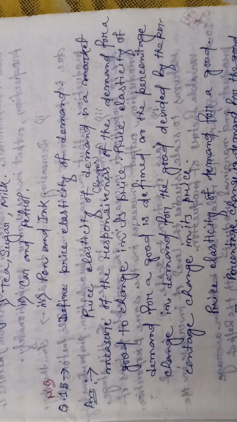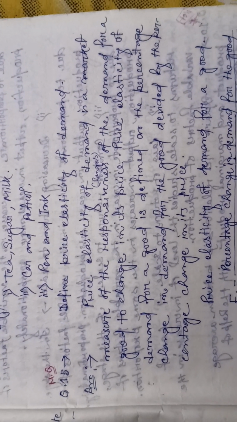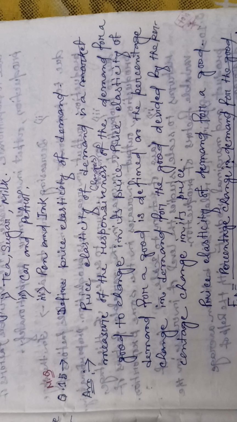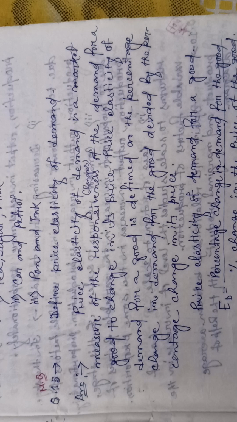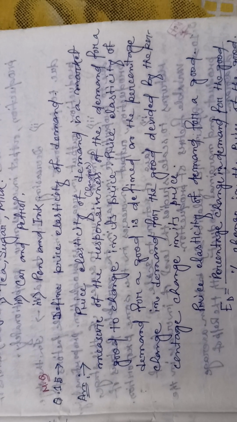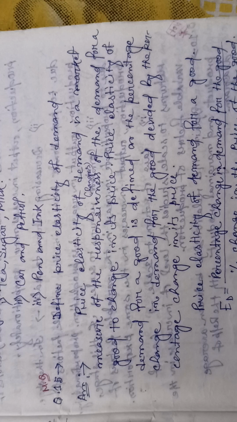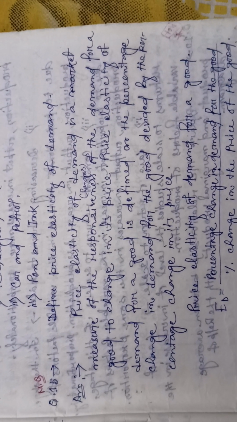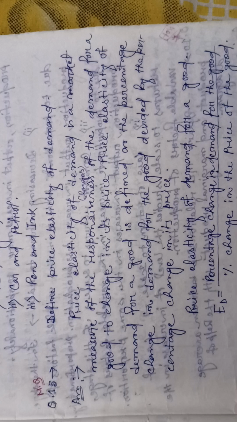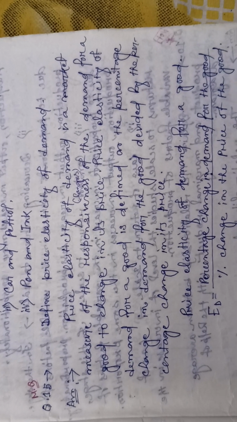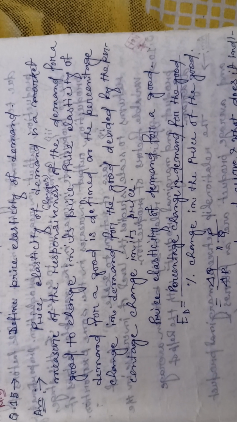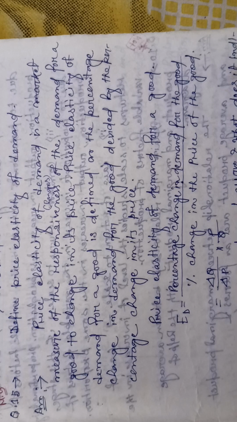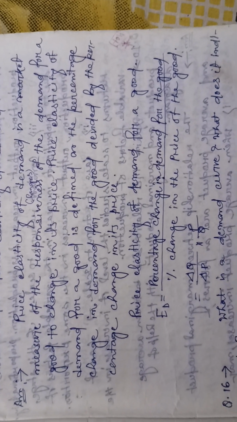Define price elasticity of demand. Price elasticity of demand is a measure of the responsiveness of the demand for a good to change in its price. Price elasticity of demand for a good is defined as the percentage change in demand for the good divided by the percentage change in its price. Price elasticity of demand for a good, ED, equals percentage change in demand for the good divided by percentage change in the price of the good.